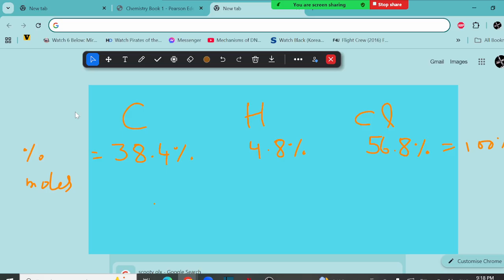Today we are going to learn how to calculate the empirical formula in 3 minutes. In GCSE they give you a question where they give you the percentage or the masses of the different elements. Like in this question, they give you the percentage of carbon, hydrogen and chlorine: carbon is 38.4, hydrogen is 4.8 and chlorine is 56.8. The question is, what is the empirical formula?